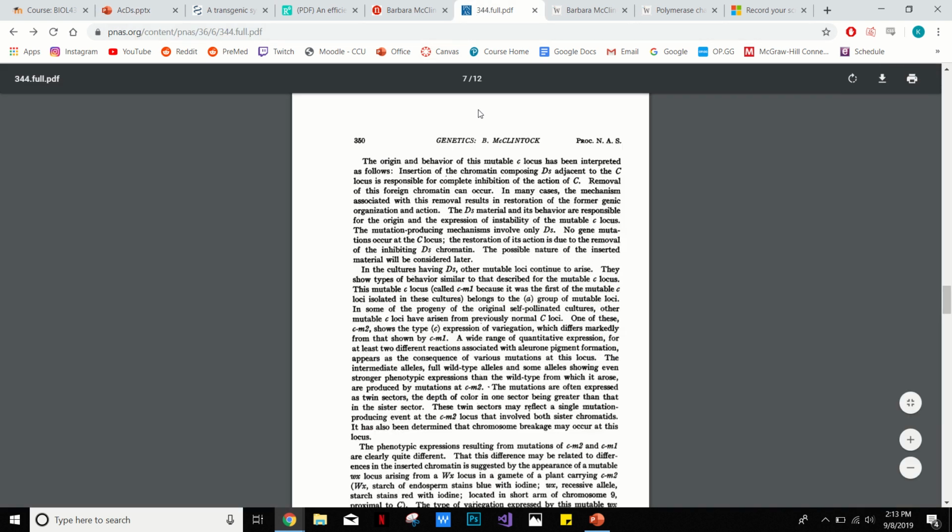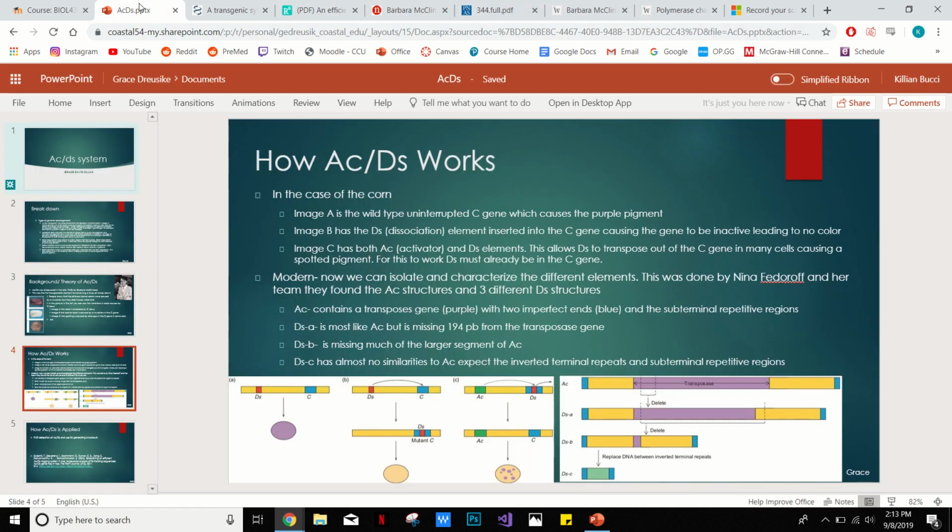And then she also further goes into detail on how if the Ds is removed, the restoration of its action is due to the removal of the inhibiting Ds chromatin, and then this allows for the normal expression to take place. So if the Ds is then removed, it will no longer be a mutant C, it will go back to being the regular pigmented version.